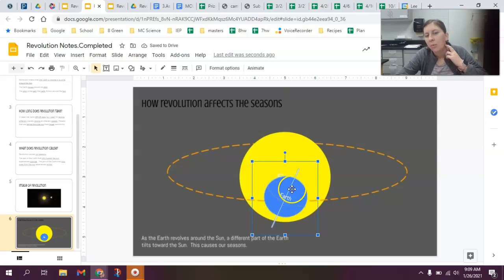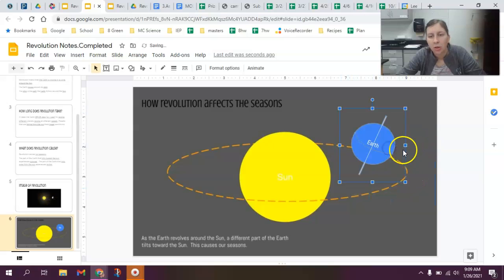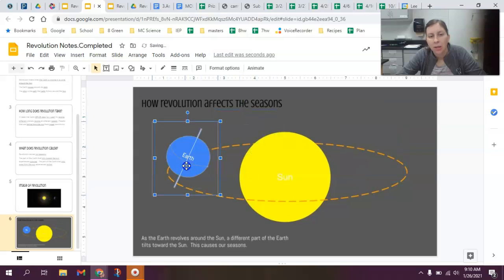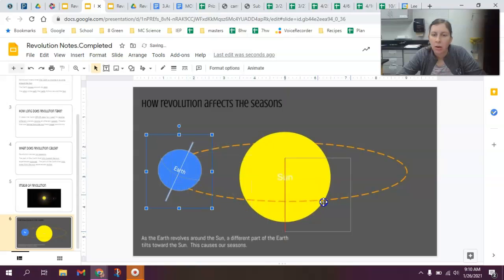we can see that neither part of this Earth is tilted toward the sun, but as we keep it moving over here, this bottom part of the Earth is tilted toward the sun, and this top part is tilted away from the sun. So you can kind of move your little Earth around to see how it looks in different parts of the orbit. Remember, it takes 1 year for the Earth to make one total revolution, or to revolve one time.